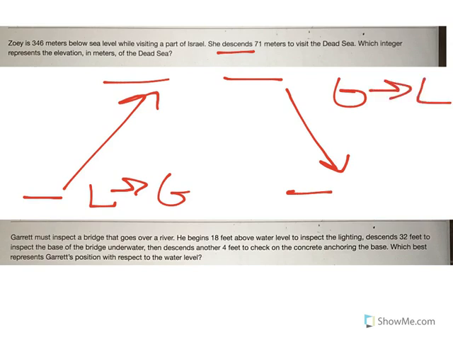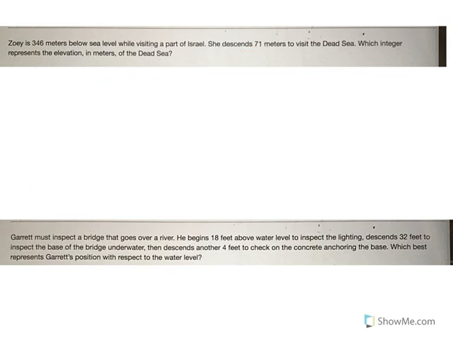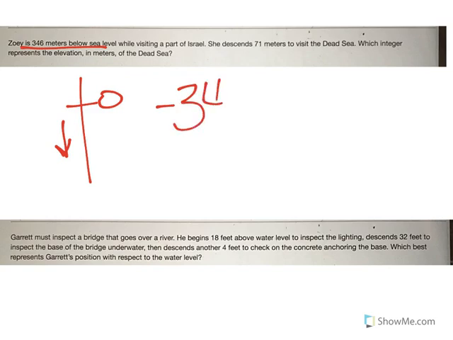So let's focus on this descending. How do I go from a number pretty high to a number with lesser value? I subtract. So let's see what numbers we have here. So right now I'm 346 meters below sea level, and if I'm below sea level, if this were a vertical line, and if sea level is at 0, I'm below it, I'm at a negative number. So I have -346.